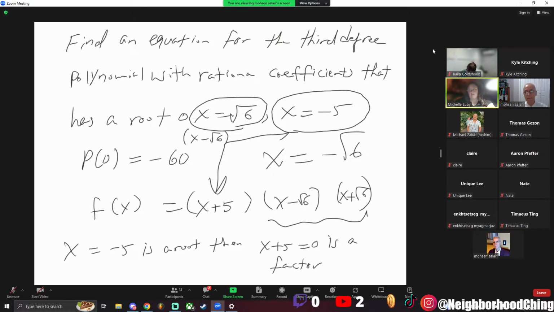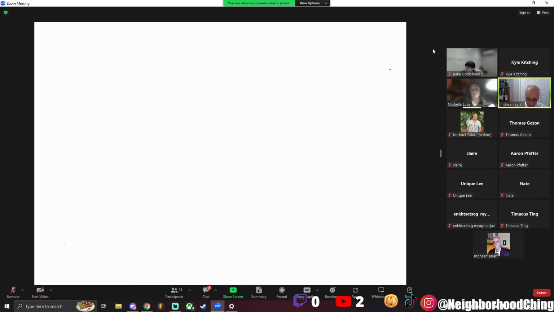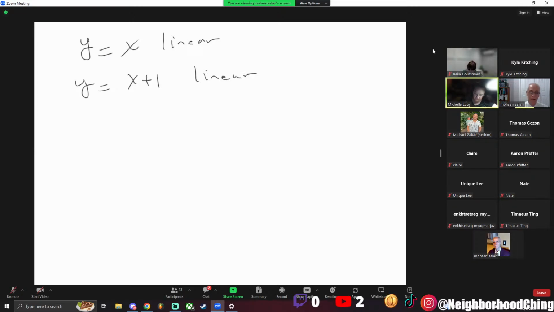So I guess what I wasn't entirely certain about was why x plus root 6 was the other factor versus x minus 5. Well, I'll tell you. If you have y equals x, that's linear, right? If you have y equals x plus 1, that's linear, right? So let's multiply this. You have y equals x squared plus x. Isn't that quadratic?